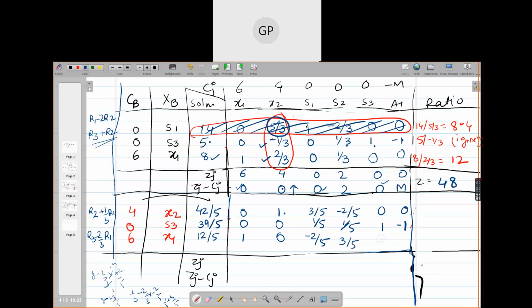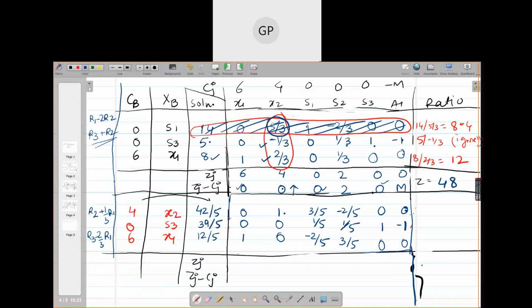Then this is 0, 0. So that is 0. Then this is 0 and this is... Is it correct? What I have written, is it correct?